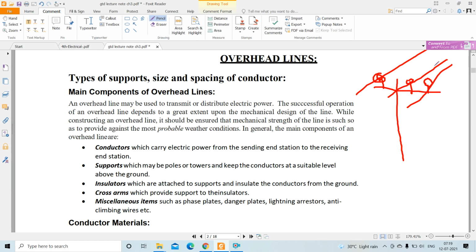So see, the main components: this is the conductor portion, this is a conductor, this is a conductor. Then this is the support, this is the support, like a pole or a tower. Then this is the insulator, and this is the cross arm. Then miscellaneous items: phase plate, danger plate, lightning arrester, anti-climbing wire, etc.